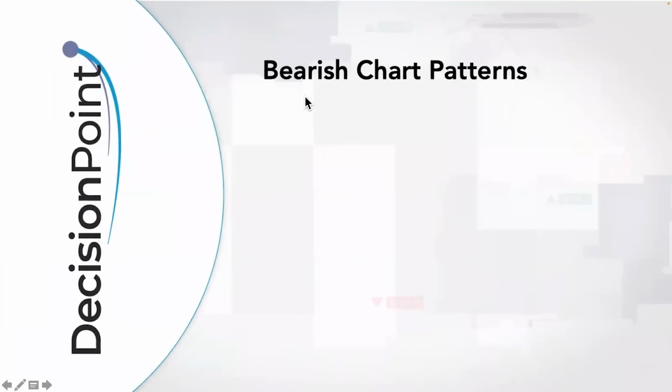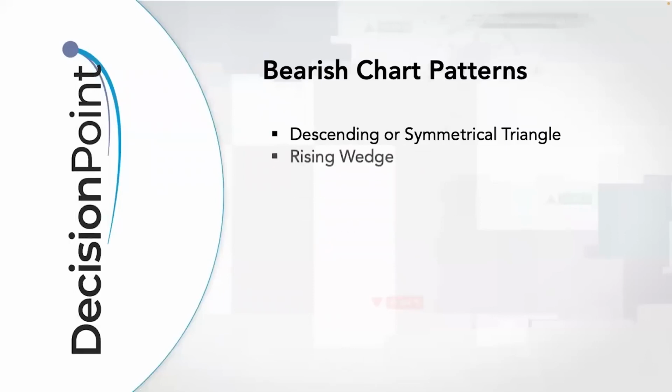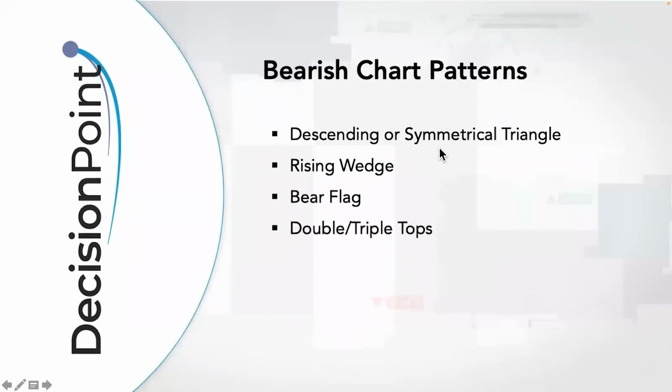All right, let's talk about those bearish chart patterns. The first one is your descending or symmetrical triangle. Remember, we talked about that symmetrical triangle earlier. It's a continuation. So you can also see that symmetrical triangle be a bearish pattern. It's all dependent on what the trend is before you go into it. There's the rising wedge, which we've been seeing quite a bit of. The bear flag, which is pretty much the opposite of the bull. Then we have double and triple tops. So that is the opposite of your double and triple bottom patterns.